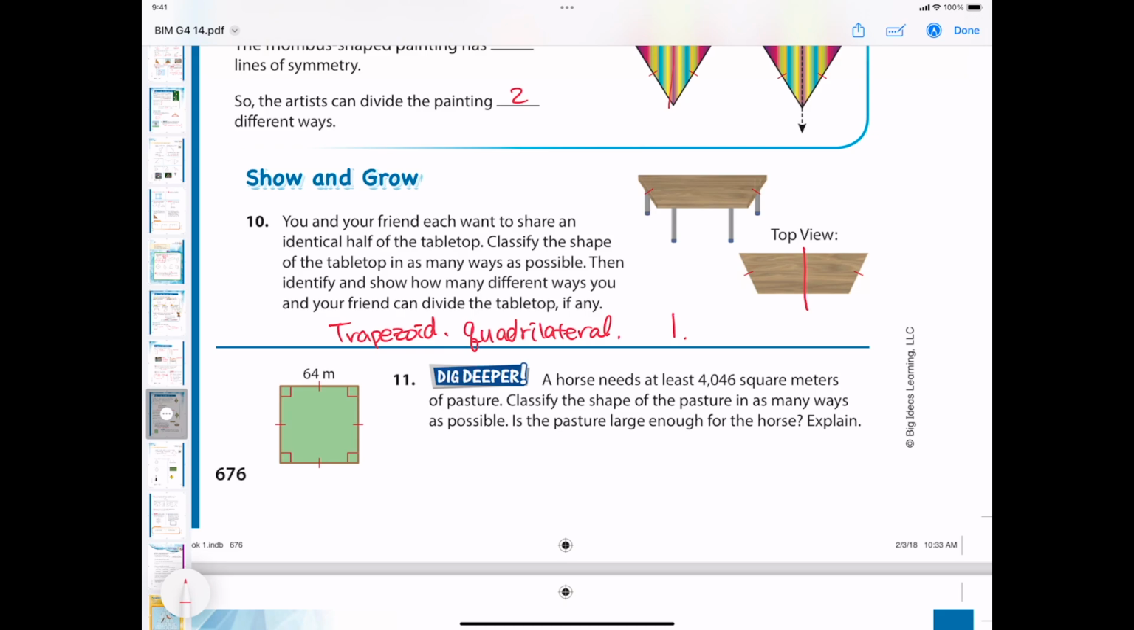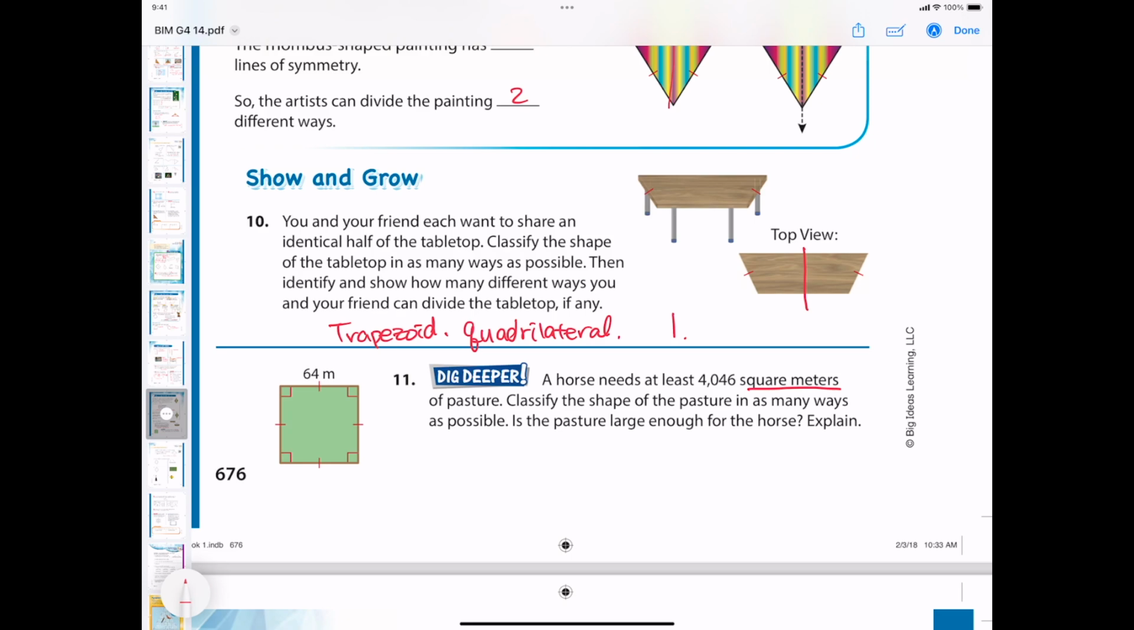Now dig deeper. A horse needs at least 4,046 square meters of pasture. Classify the shape of the pasture in as many ways as possible. Is the pasture large enough for the horse? Explain. Square meters means what? You need to find out the area. Okay, so here horse needs at least 4,046 square meters of pasture.